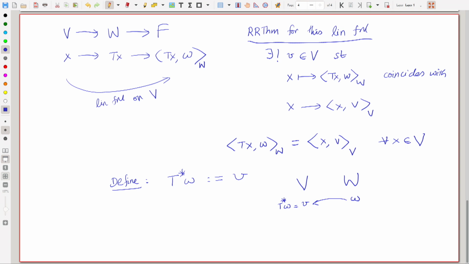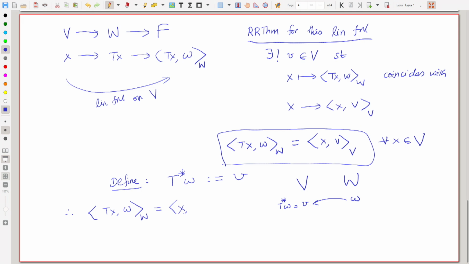Now if you do that, then observe that this equation here becomes exactly the sort of equation we had earlier. Therefore, Tx comma w equals x comma T star w. This is true for all x in V, and of course now I can vary w also. For every w I have uniquely found an image v, and it is also true for all w in W. For every w there will be somebody called T star w.